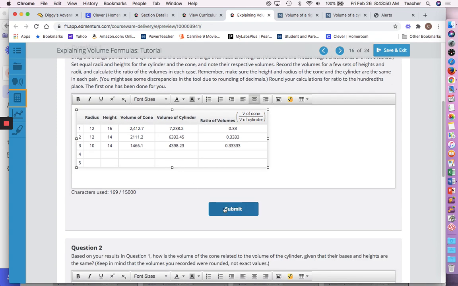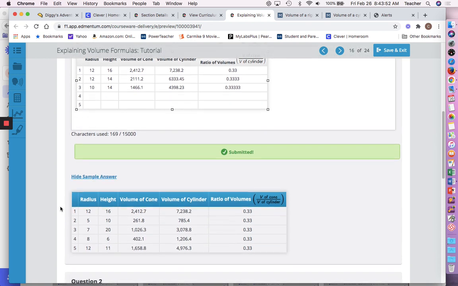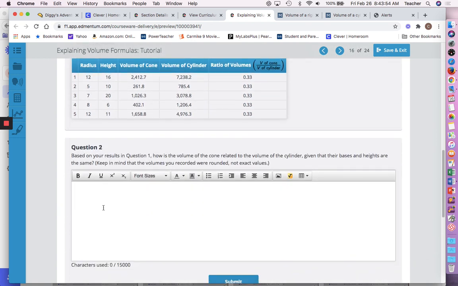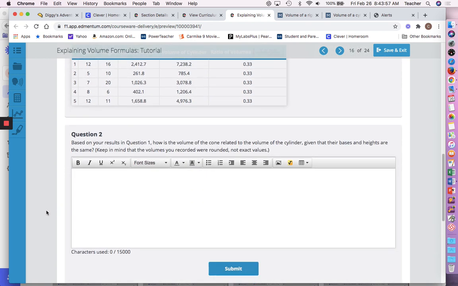All right, so I'm going to go ahead and submit this because of time. You guys get it. All right, question 2. Based on your results in question 1, how is the volume of the cone related to the volume of the cylinder, given that their bases and heights are the same? Keep in mind the volumes you recorded were rounded, not exact values.